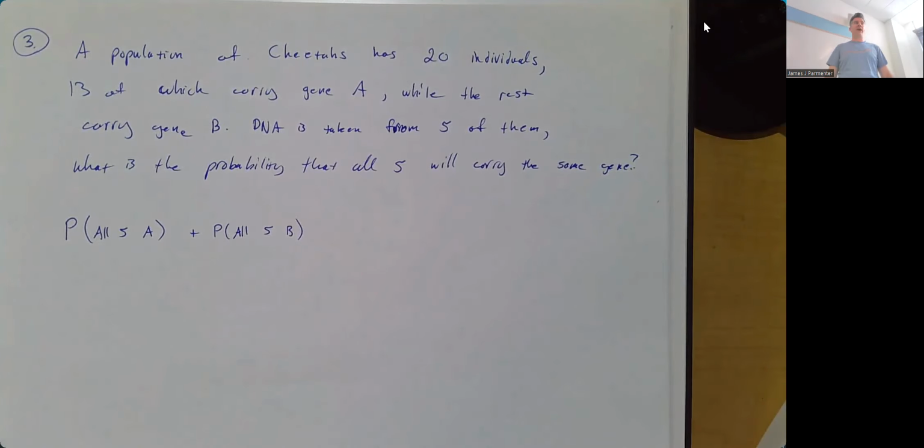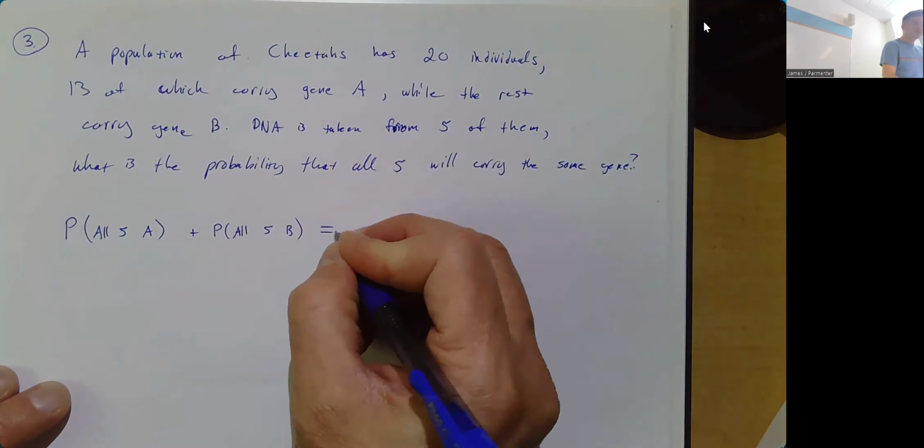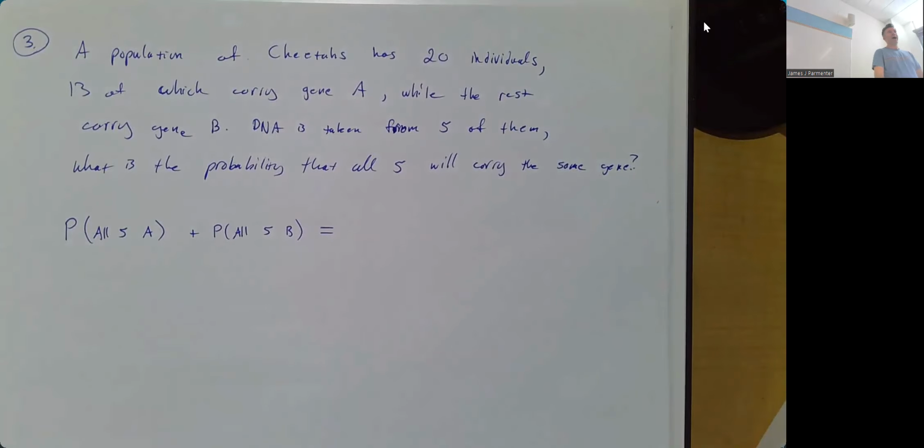All right, so I have to calculate the probability that all 5 are gene A. Well, how many ways can I pick 5 cheetahs that have gene A? Way more than 4. How many different cheetahs have gene A? How many of them total? 13. How many ways can I pick 5 out of 13?